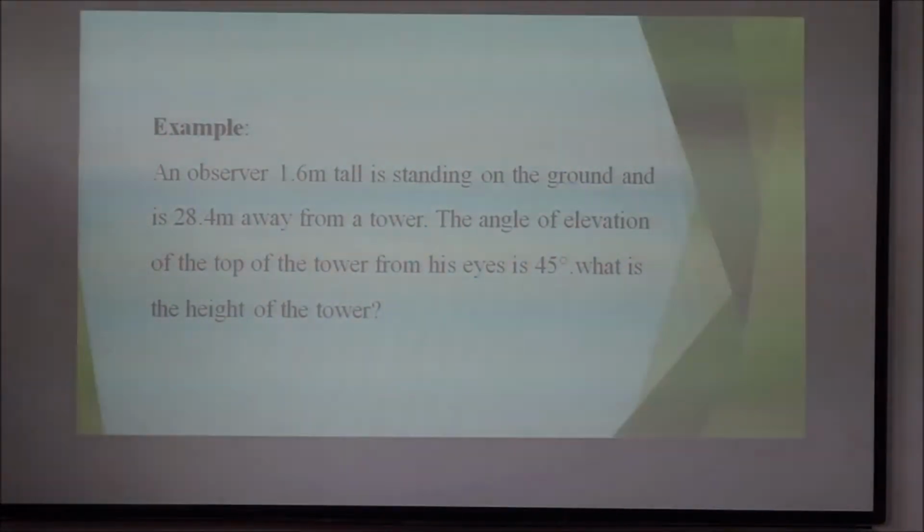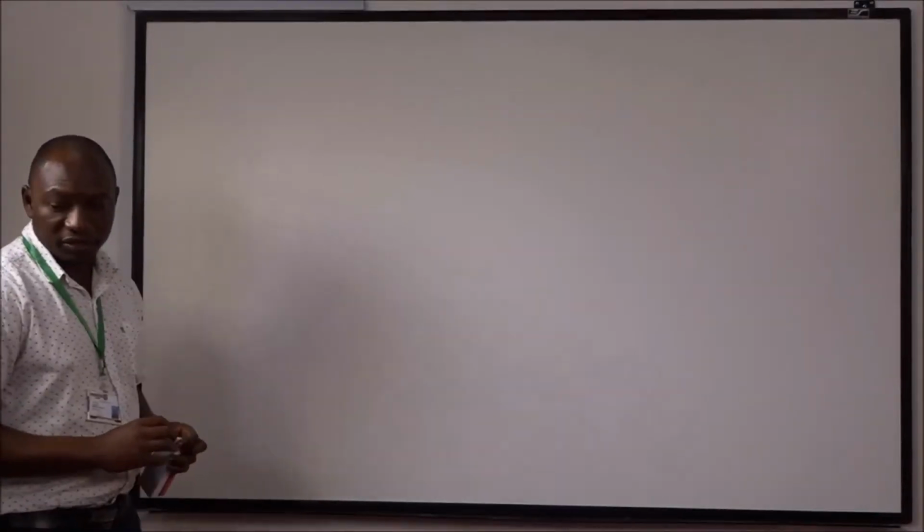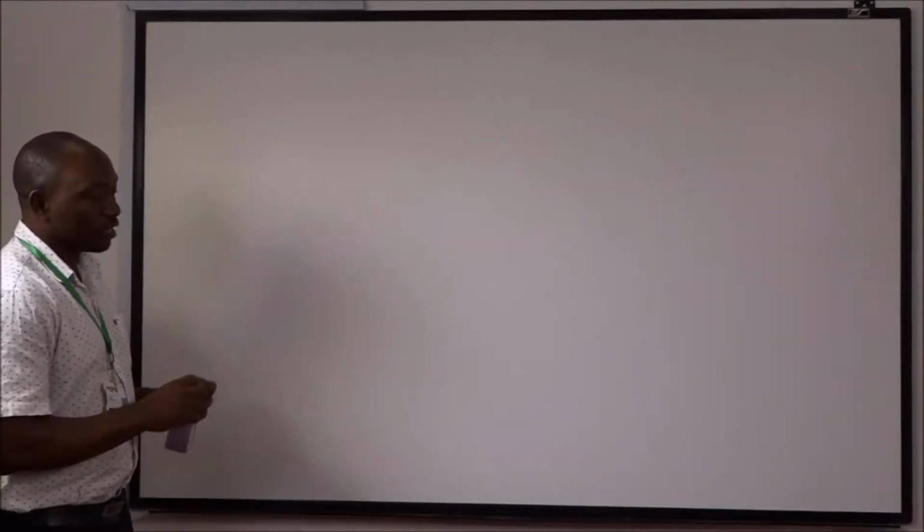Let us see how we can apply it. So an observer, 1.6 meter tall, is standing on the ground and is 28.4 meters away from the tower. The angle of elevation of the top of the tower from its eyes is 45 degrees. What is the height of the tower? So let us solve this problem. Alright, so now we have to transform the word problem into a diagram first before solving what is asked. So we have to present all information provided in that question in a diagram.